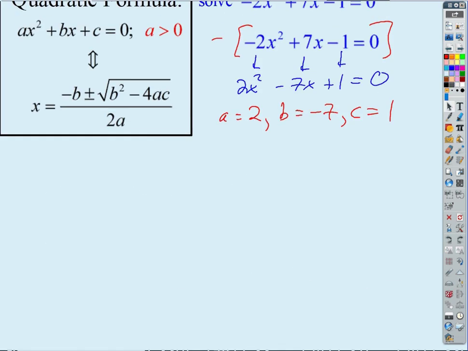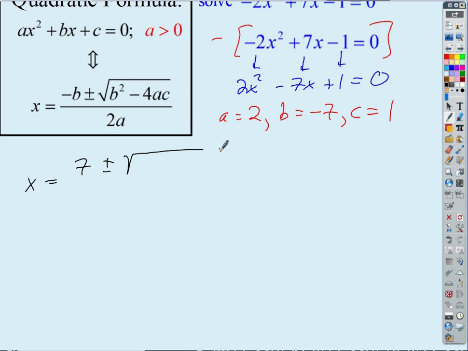Okay, so let's try this one then. All we're going to do is plug and chug. Here's our quadratic formula. Let's just plug in the numbers and see what we get. So what's negative b? 7, okay? Plus or minus the square root. B squared, well b is -7. When I square a negative number, what always happens?